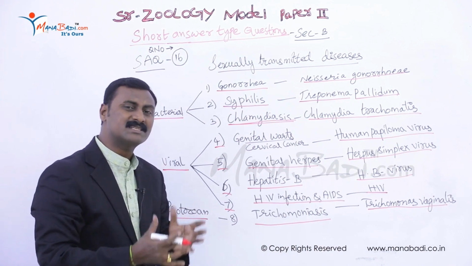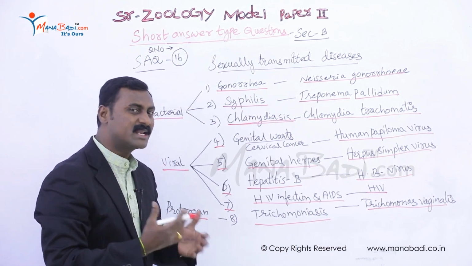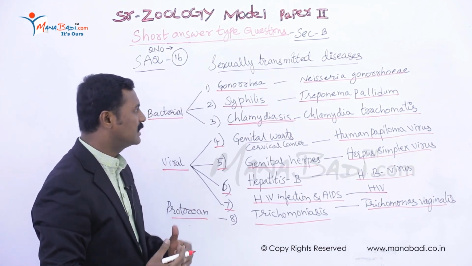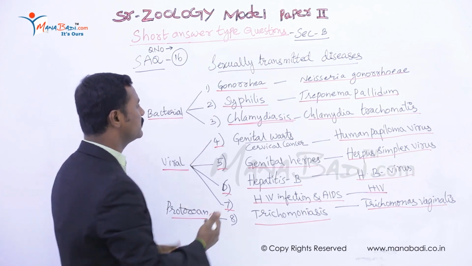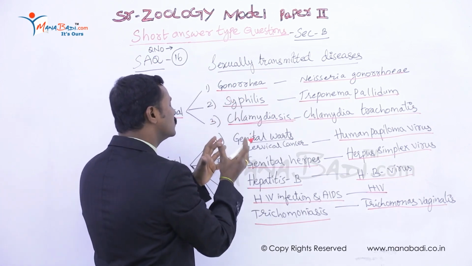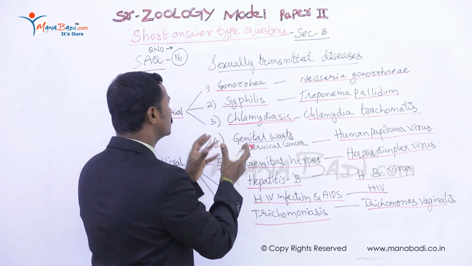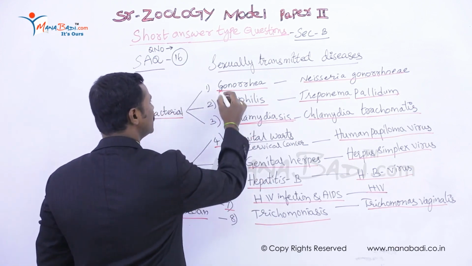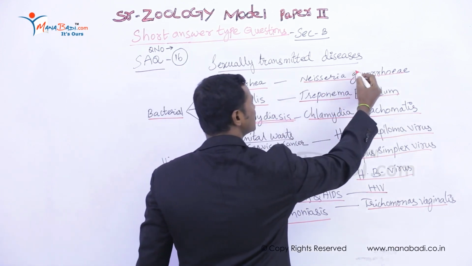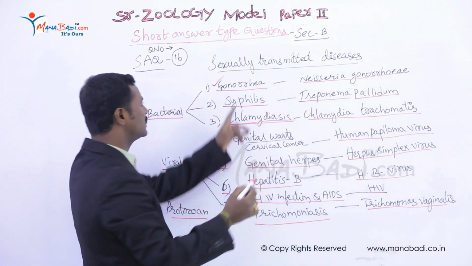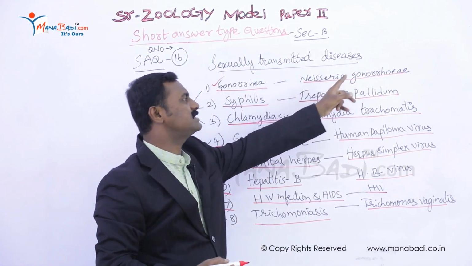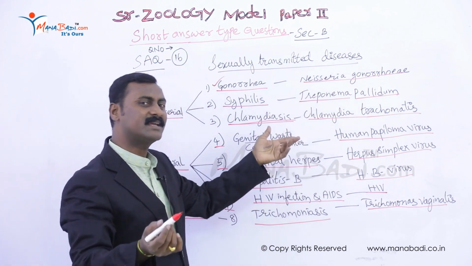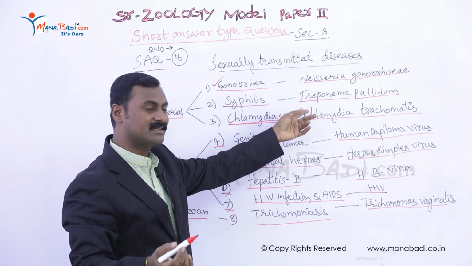Sometimes the scientific names are very hard to remember. So for ease, I will tell you some important tips on how to remember easily. First, gonorrhea. In the name itself you can see gonorrhea. So gonorrhea disease is caused by Neisseria gonorrhoeae. The name itself gives a hint of the pathogen.